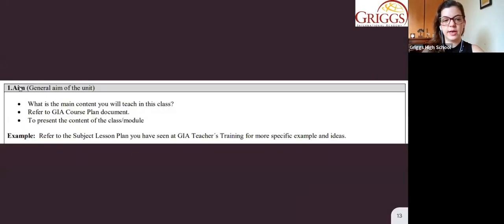Then we come to the aim. So the aim is the general aim of the unit, which is the aim of the class, the goal of the class. I like to think about the aim as one sentence, a long sentence that is comprehensive, but not a lot of things. And don't write a whole paragraph. It's one sentence that is comprehensive with the general goal of the class.